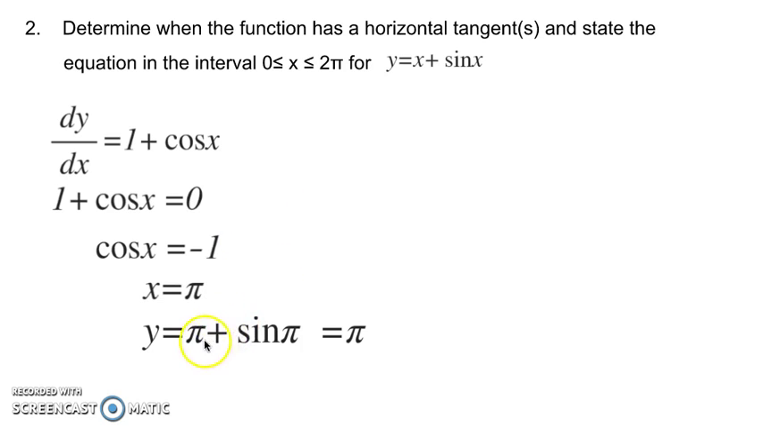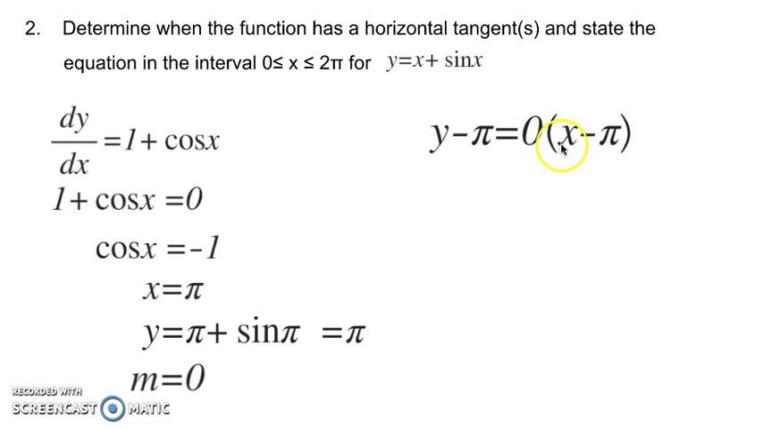Once we plug pi into the original equation, we get y equals pi plus sine pi, or pi plus 0, which just equals pi. So the point slope form ends up being y minus pi equals 0 times x minus pi. Once the 0 is distributed, you can move pi over to simply get y equals pi.